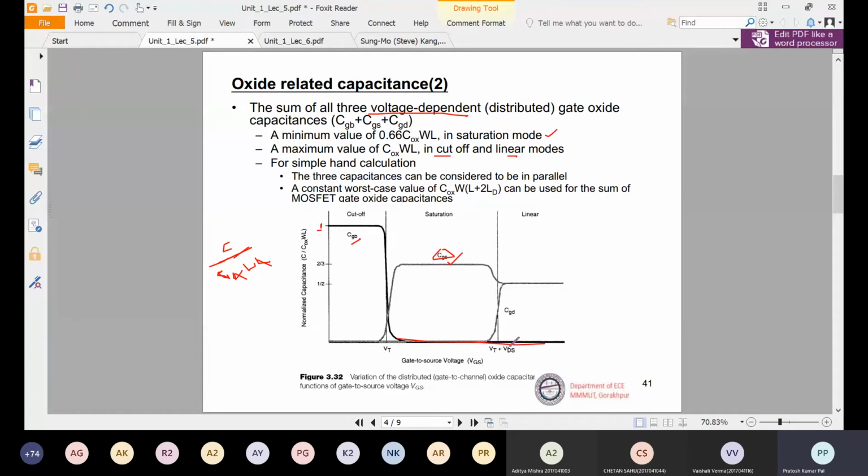And similarly, once we further increase the gate to source voltage, it will operate in linear mode, and at that time the capacitance will be because of both 0.5 times CGS and 0.5 times CGD. So CGS and CGD will both be at the half point, and adding these two gives a maximum of 1. So this is the analysis of different oxide capacitances with respect to gate to source voltage.